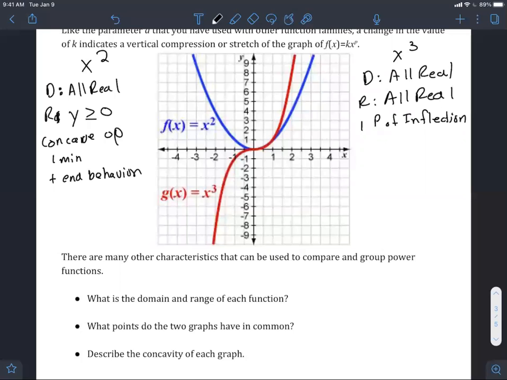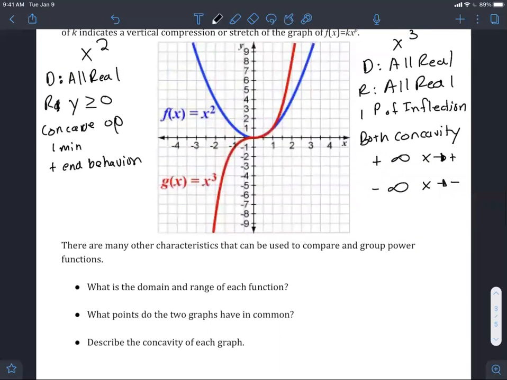We have both types of concavity. We have half of the graph that is concave up and half of the graph that is concave down, because we have that point of inflection. We have positive end behavior to the right, and negative end behavior to the left. So basically, as x gets bigger, we have positive, and as x gets smaller, we have negative end behavior.